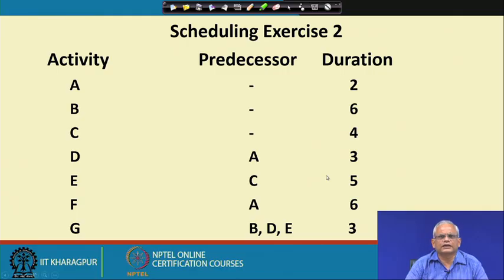If not, look at the example that we worked out. It is very simple. You have to use the forward pass, identify the earliest start time and completion times, then start the backward pass, and you will have the latest start time and finish time, and then compute the slack, and based on that you can identify the critical path.